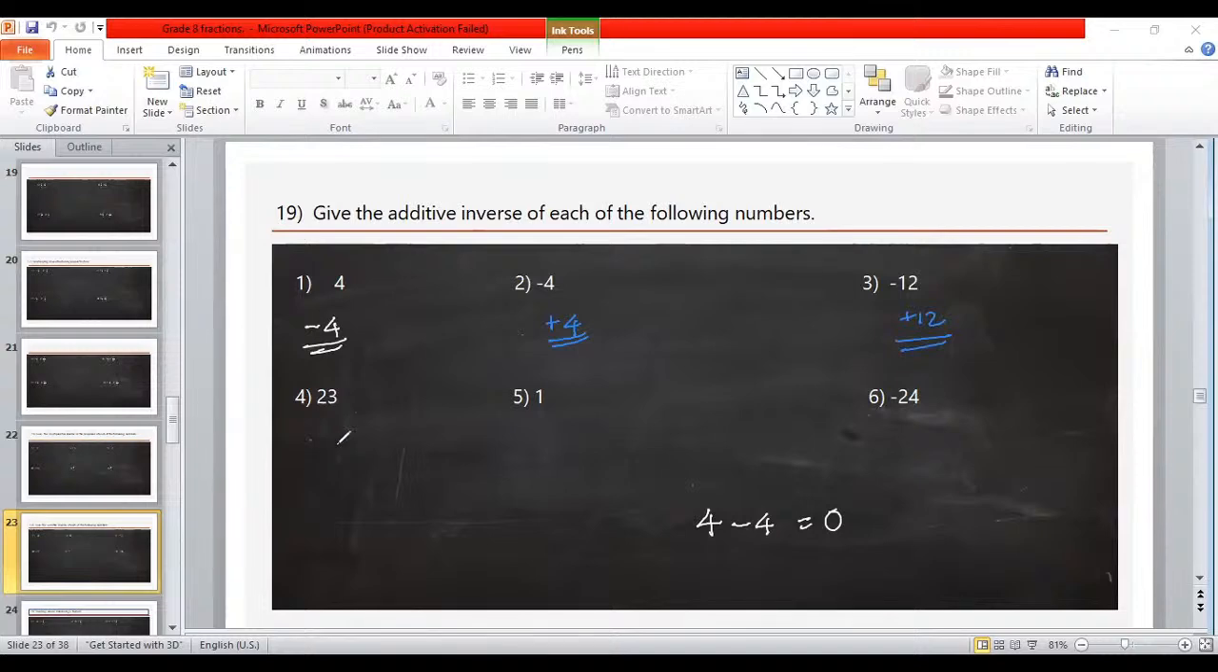23. What is the additive inverse? Minus 23. Additive inverse of plus 1? Minus 1. Additive inverse of minus 24? That is plus 24. Additive inverse: add up to give 0. Right? Multiplicative inverse means reciprocal. Right? Multiply to give positive 1.